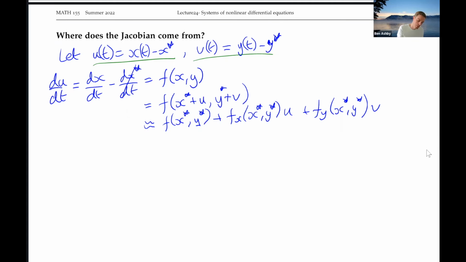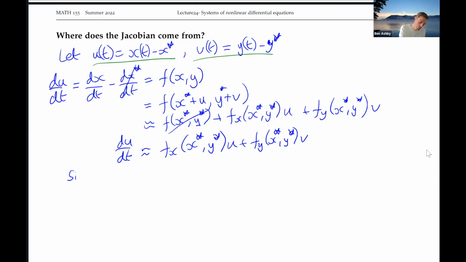Now, note again that this f(x star, y star) is equal to 0 because that was just the right-hand side of our equation for dx/dt. And we know that when dx/dt is equal to 0, by definition, we have an equilibrium, and we've called our equilibrium x star, y star. So that first term goes to 0. So you can say that du/dt is approximately equal to the partial with respect to x at x star, y star, times u, plus the partial with respect to y at x star, y star, times v. And similarly, we can do the same for our y equations.